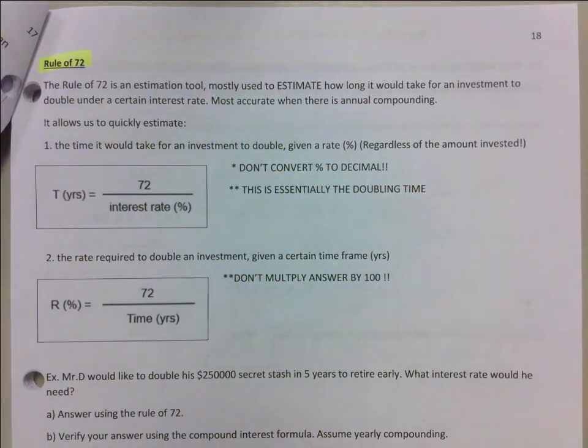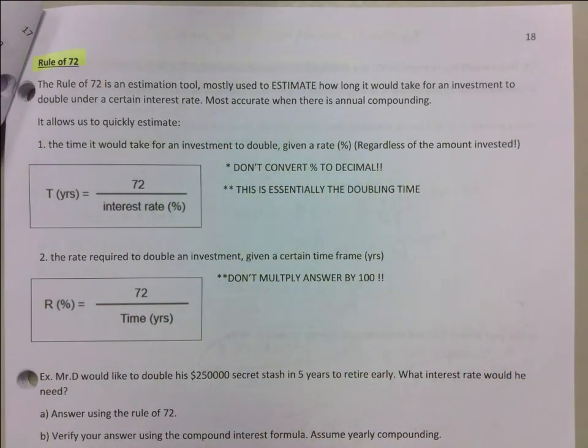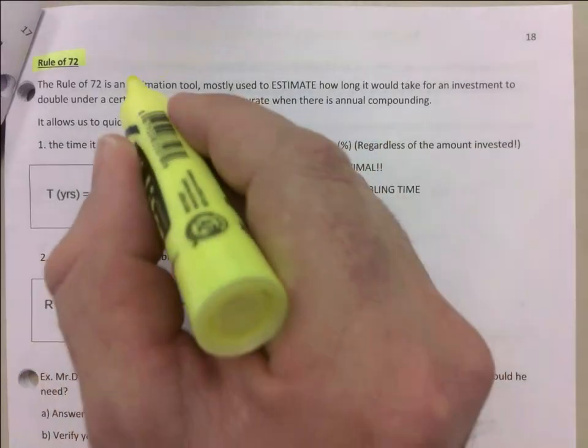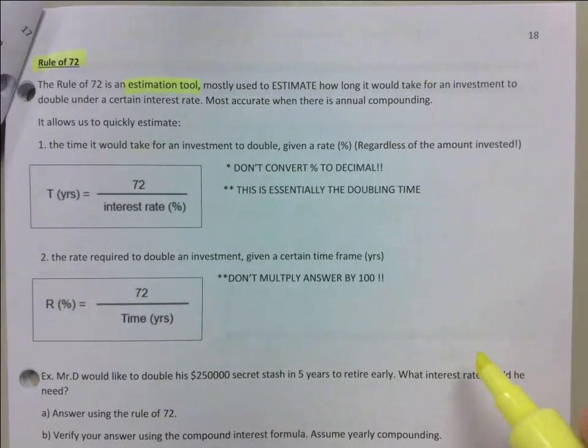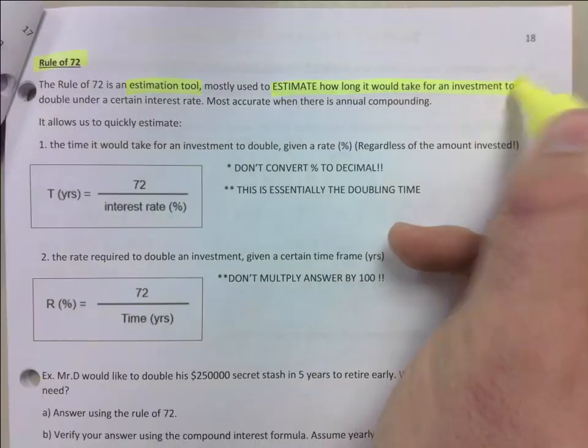I wanted to first get you some work time and then I'll give you the rule of 72. Otherwise, there's too much at the same time that you're having to digest. So I need you to, on your study sheet, have a rule of 72 section under finance. This is an estimation tool, and it's to estimate how long it would take for your investment to double.